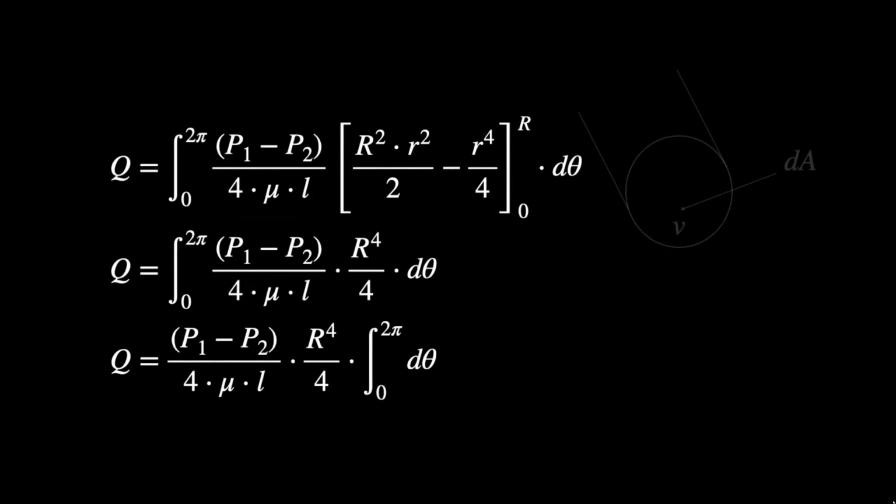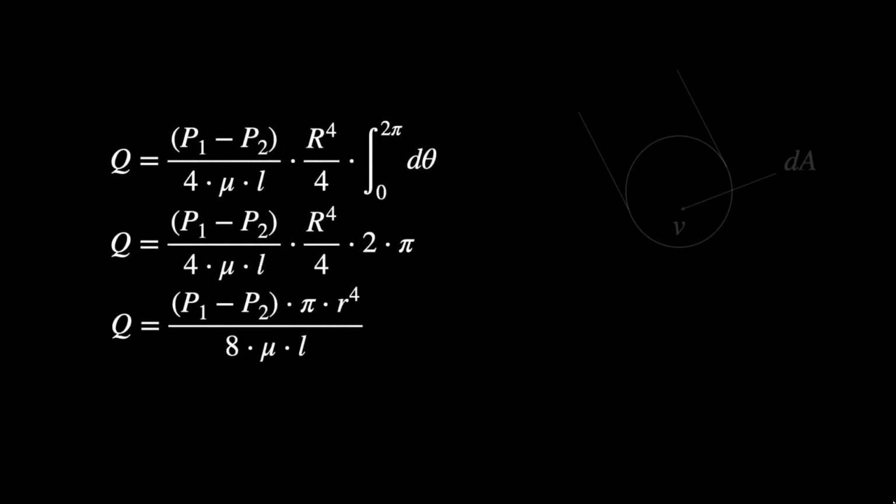That's the second expression, R to the power 4 upon 4 times dθ. Now there's no theta in here, right? But we know it's going from 0 to 2π. So that's just going to be 2π minus 0, that's 2π. You're going to cancel 2 from 4. That's going to equal 8.